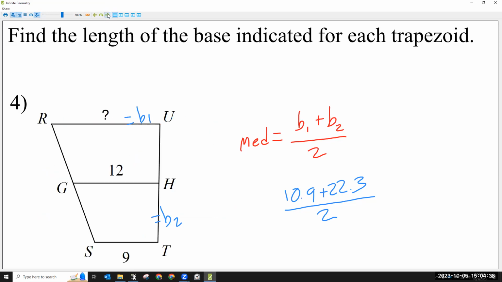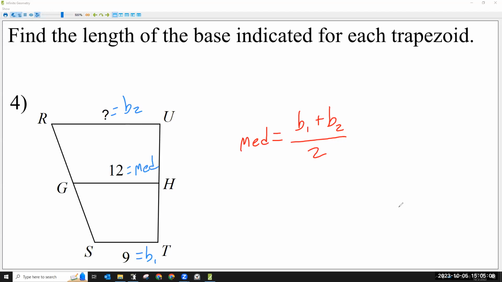I'll move to number 4. Number 4 is a little different. Erase some of this. All right. So here we're finding one of the bases. Still going to use the same formula. Call this one B1. Call this one B2. And of course that right there is my median.